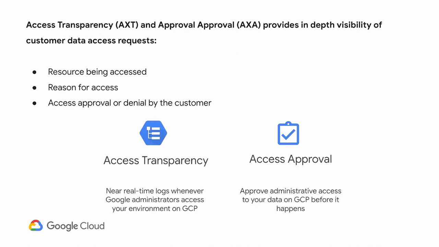And admin access is limited. With access approvals, you can further limit this, because access approvals lets you approve or dismiss requests for access by Google employees working to support your service. So access approval requests, when combined with access transparency logs, can be used to audit an end-to-end chain from support tickets to the access request, to the approval, and then eventually to the actual access.